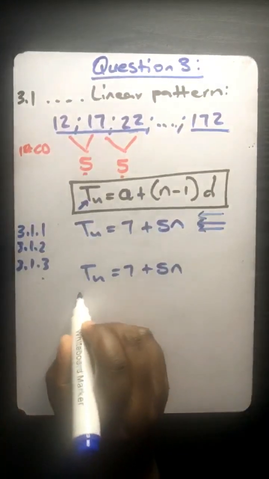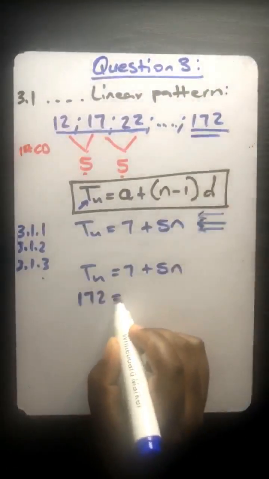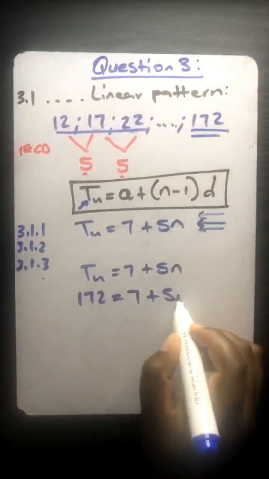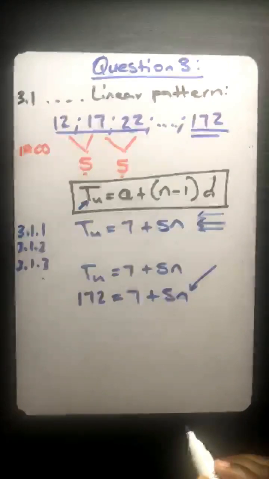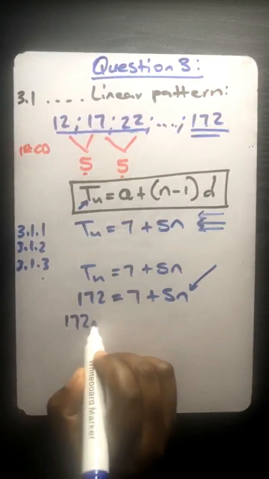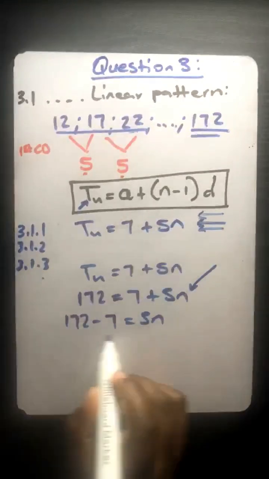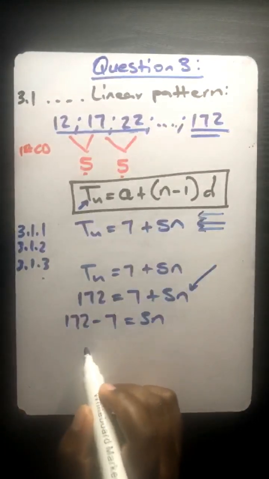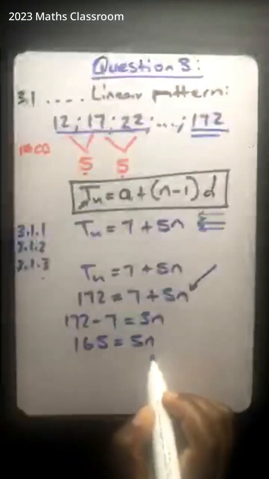I'm not sure if you guys would agree with me if I take that last number and equate it to that, with the aim of calculating for the number so that I know how many terms are there in that sequence. Then how am I going to work it out? I think you take this to the other side, then you have that which is equals to 5. What is this? 165. Someone is saying 165, which is equals to 5n.